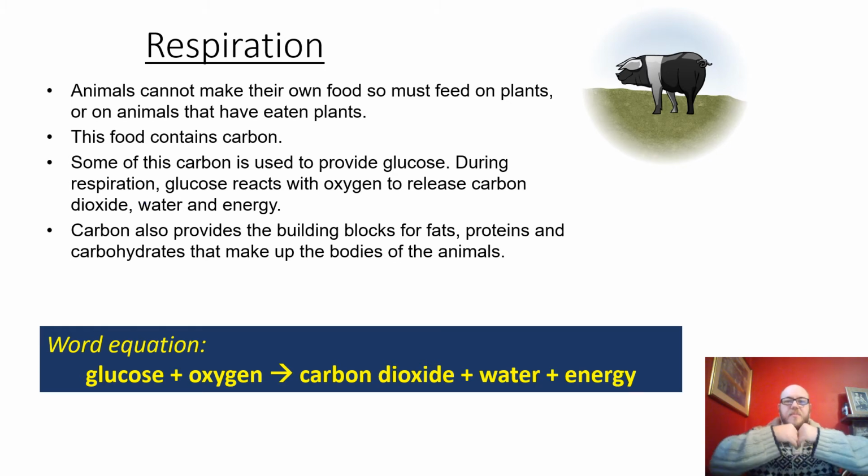Carbon is the building block for fats, proteins, carbohydrates, and anything that helps us grow. Without them, we just wouldn't exist. So this carbon is being broken down in our digestive system, and that glucose is being used for respiration, but also the carbon is being used with other proteins and fats and amino acids to build up our bodies. But our main source, or our only source of energy really, is the glucose used in respiration.